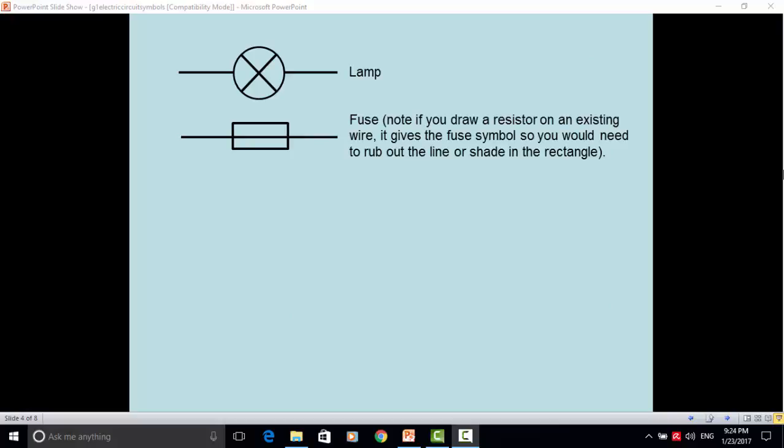This is a fuse. Note, if you draw a resistor on an existing wire, it would give the fuse symbol. So you'd need to either rub out this line along the middle, or you could shade in the rectangle to hide the line in the middle.